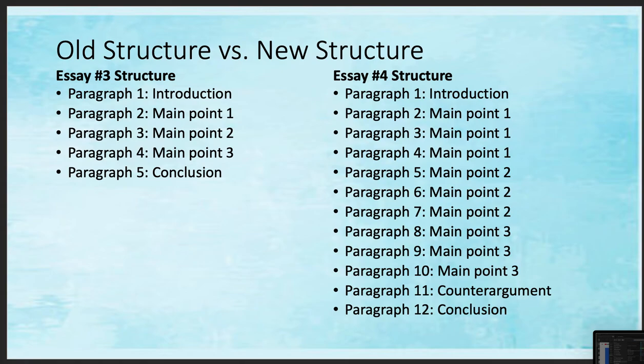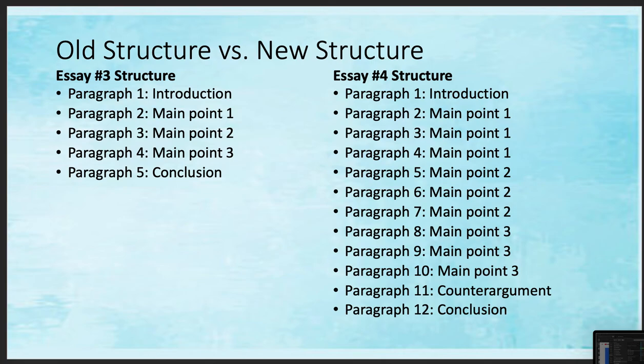So in short, essay number 3 structure was basically 5 paragraphs. Introduction, main point 1, main point 2, main point 3, conclusion. But essay number 4 could possibly be like 12 paragraphs long. 1 paragraph for the intro, and then paragraph 2, main point 1. This is where we take the thesis statement from essay 3 and turn it into a topic sentence for main point 1. Main point 1 occupies 3 paragraphs, just like the body of essay number 3 occupied 3 paragraphs.